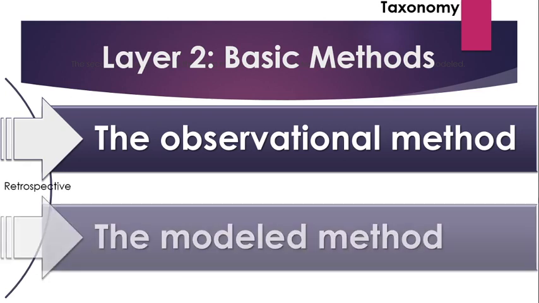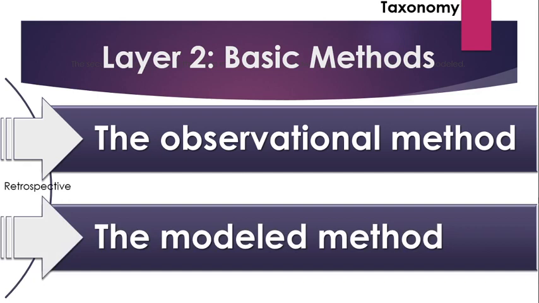The modeled method calls for intervention by the analyst beyond mere observation. In preparing modeled analysis, the analyst inserts or extracts activities representing delay events into or from a CPM network and compares the calculated results of the before and after states. Common examples of the modeled method are the collapse as-built, time impact analysis, and the impacted as-planned.